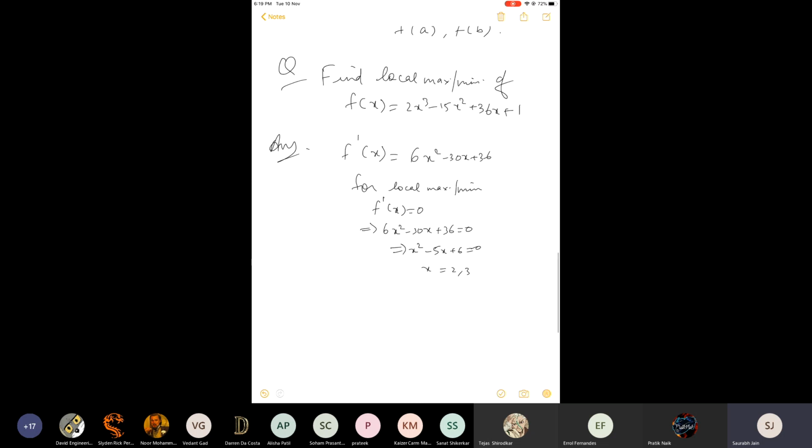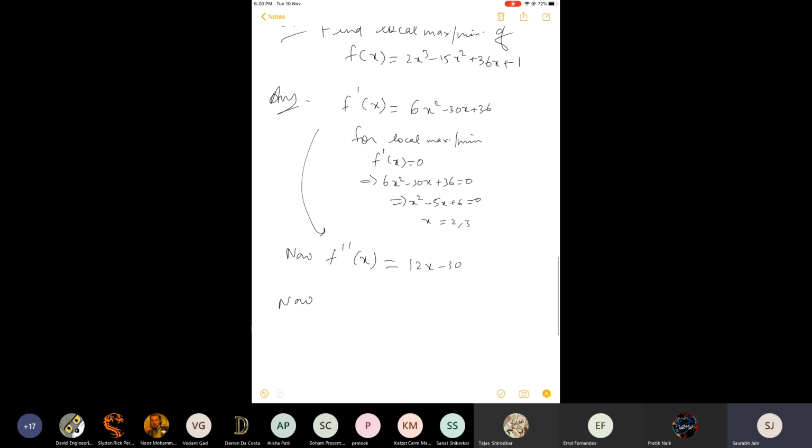But now I cannot say that at x equal to 2 it will be maxima or at x equal to 2 it will be minima. So for that we will find the expression of the second derivative, which will come out to be 12x minus 30. Now finally I'll put values of x here. You put x equal to 2, you will get a negative value. As soon as it comes negative, one thing is very clear: x equal to 2 is a point of local maximum. And f double dash 3 is 12 into 3 minus 30, that is 6, which is a positive value.